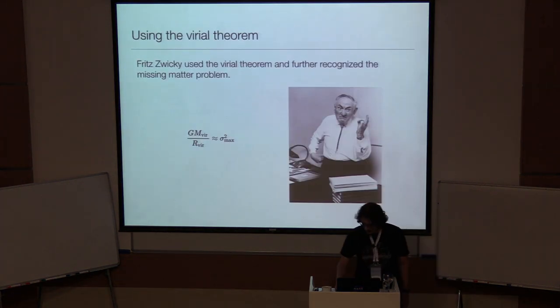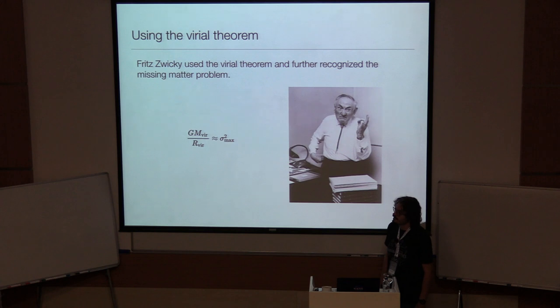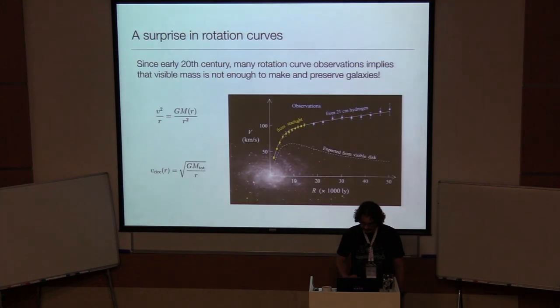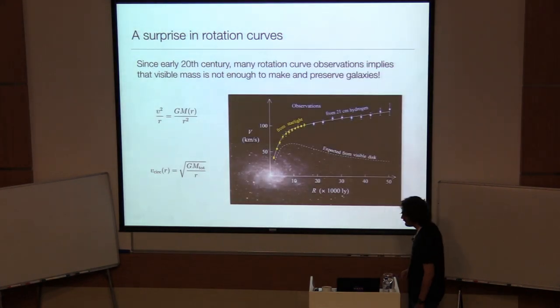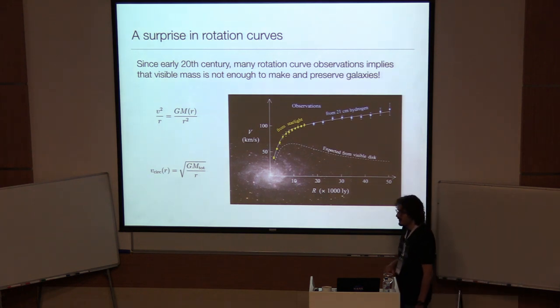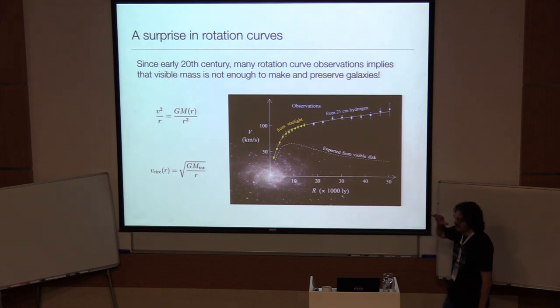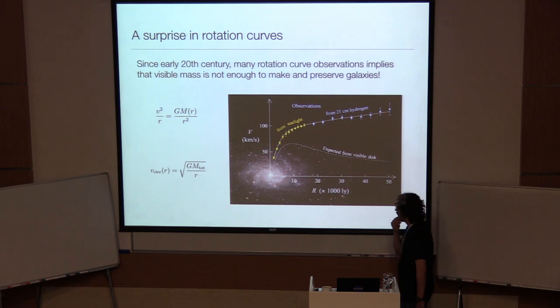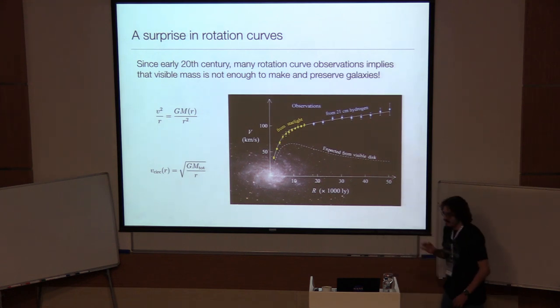Yes, please. Are we considering the gravitational effects of the things that we do see? For example, if you consider a star that is orbiting around the center of the galaxy, there are so many things in between. What do you mean by so many things in between? Other stars, planets. Yes, okay, so this certainly does include all the stars.